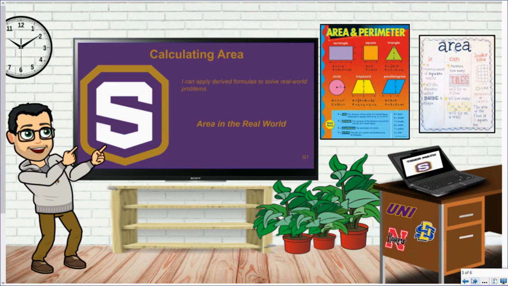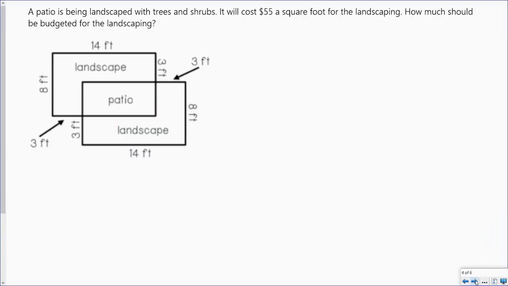In this video, we will be discussing calculating area. We will be focusing on area applications in the real world. By the end of this video, you will be able to apply your understanding of area to real world situations.